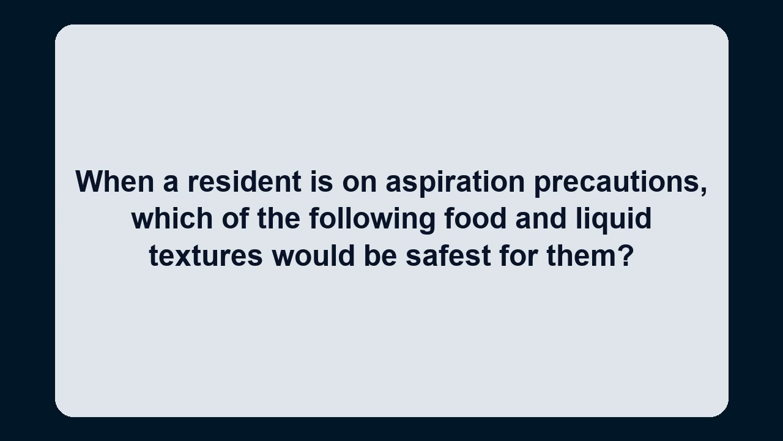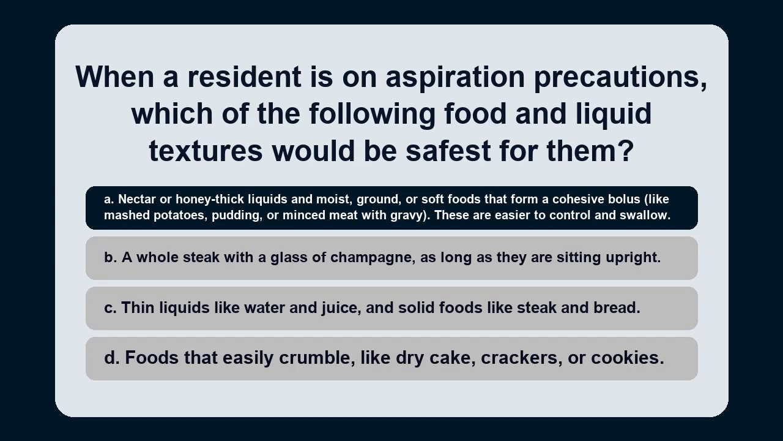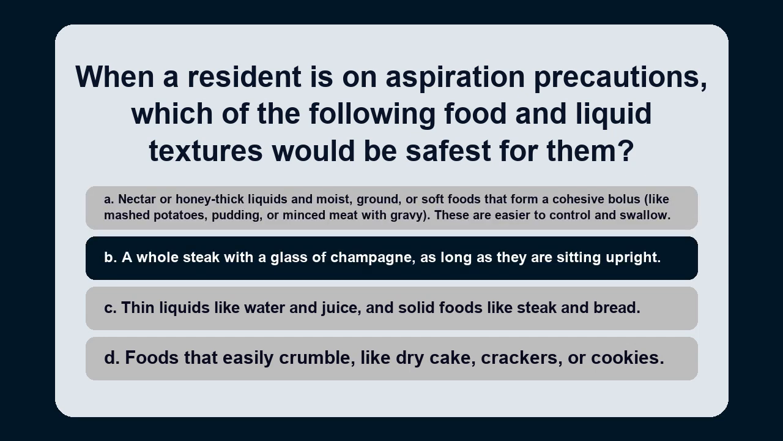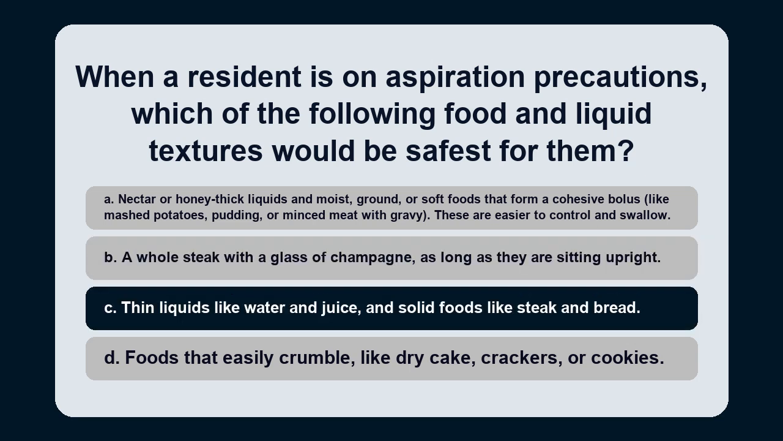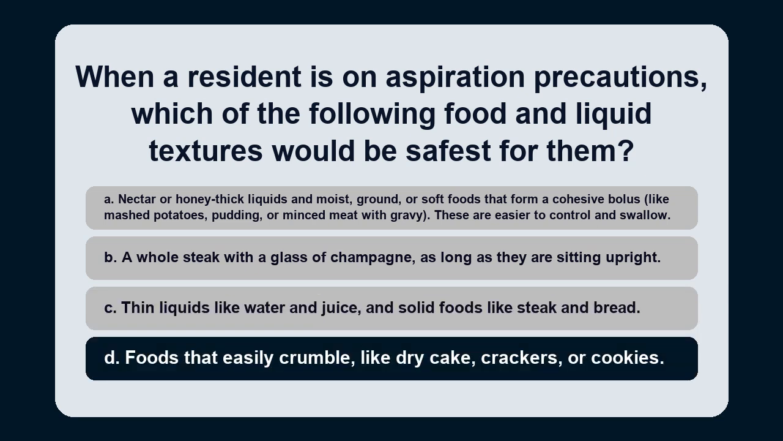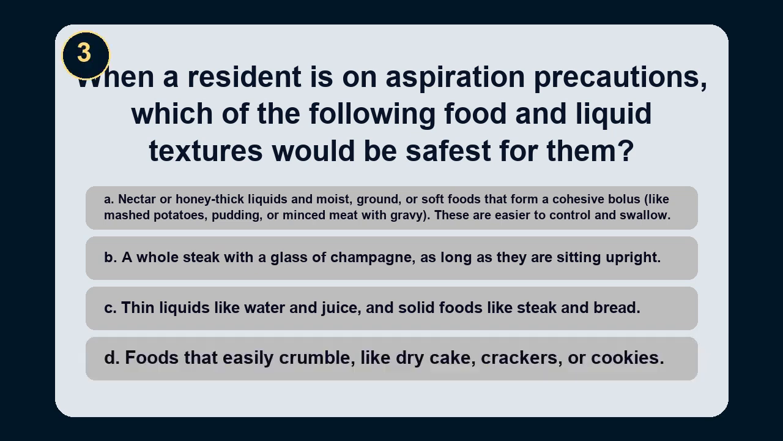Question 4. When a resident is on aspiration precautions, which of the following food and liquid textures would be safest for them? Option A. Nectar or honey-thick liquids and moist, ground or soft foods that form a cohesive bolus, like mashed potatoes, pudding, or minced meat with gravy. These are easier to control and swallow. Option B. A whole steak with a glass of champagne, as long as they are sitting upright. Option C. Thin liquids like water and juice, and solid foods like steak and bread. Option D. Foods that easily crumble, like dry cake, crackers, or cookies.